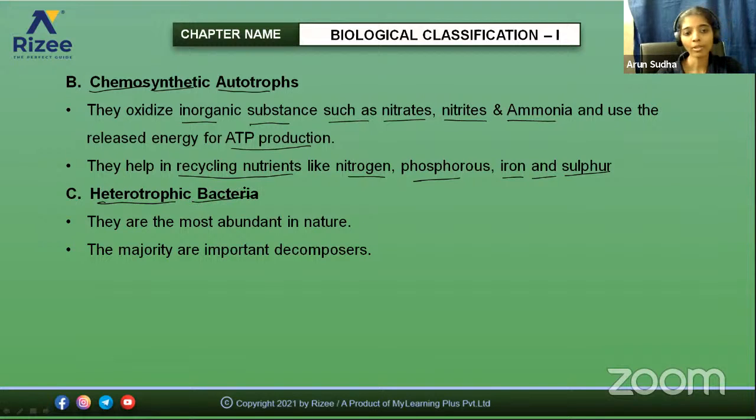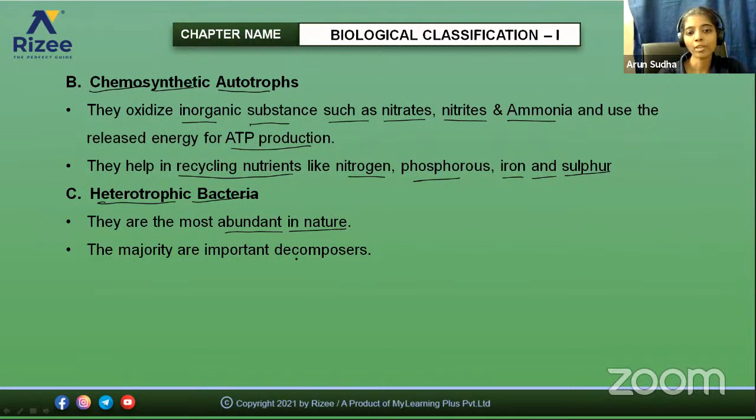So what are heterotrophic bacteria? The first two categories are autotrophs. In autotrophs, we saw the photosynthetic autotrophs and chemosynthetic autotrophs. In the case of heterotrophic bacteria, they cannot synthesize their own food and they are dependent only on other organisms for their food. They are most abundant in nature. So when compared to autotrophs, these heterotrophs are more abundant.